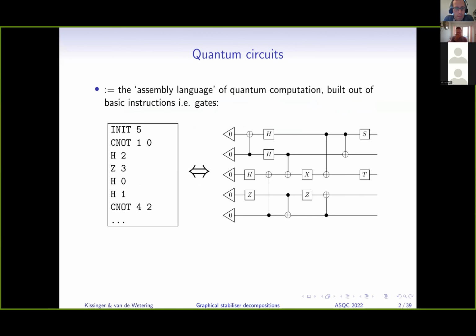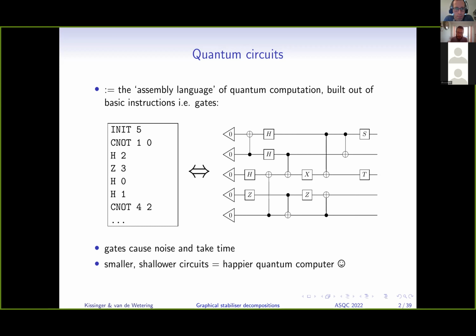Okay, so as I guess most of you will know, quantum circuits are sort of an assembly language of quantum computation built out of gates. And gates cause noise and take time. So smaller, shallower circuits, so doing the same unitary with fewer gates, equals a happier quantum computer. So there's a lot of interest in trying to optimize quantum circuits in various kinds of ways.